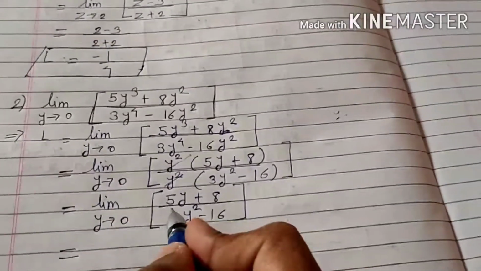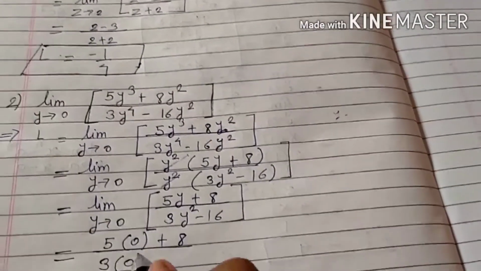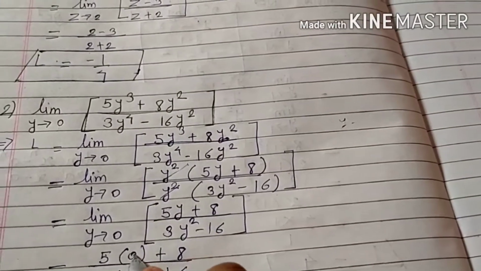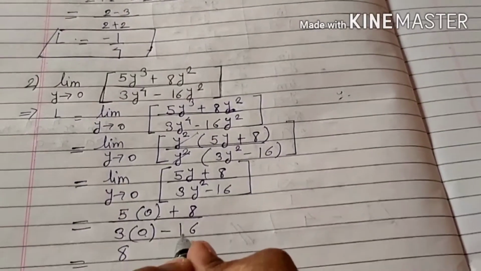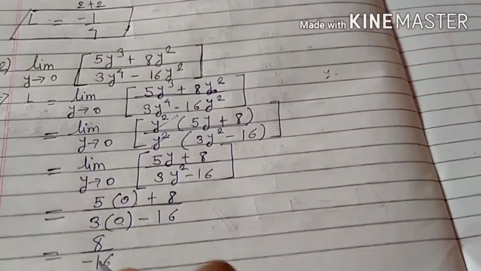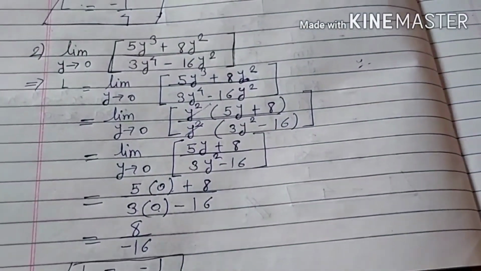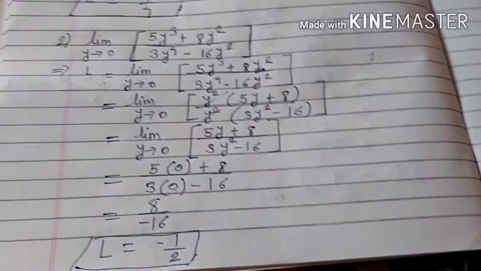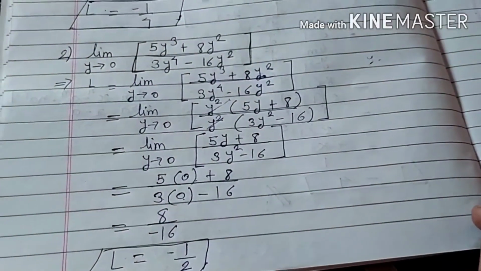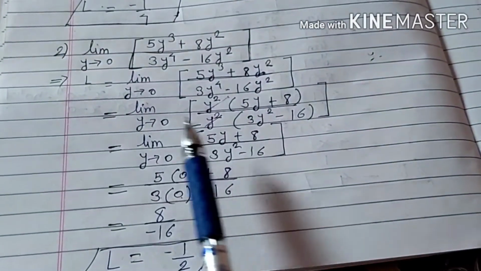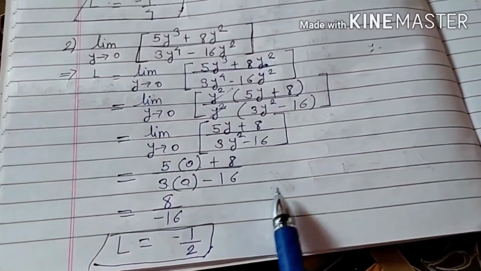Now apply the limit. So 5 into 0 plus 8 upon 3 into 0 square is 0 and this is minus 16. So 5 into 0 is 0, 0 plus 8 is 8, and 3 into 0 is 0, 0 minus 16 means it is minus 16. So our final answer is minus 1 by 2. You can observe that after eliminating one factor, it is very simple. When you eliminate y, then you can directly apply the limit, so you get your answer.